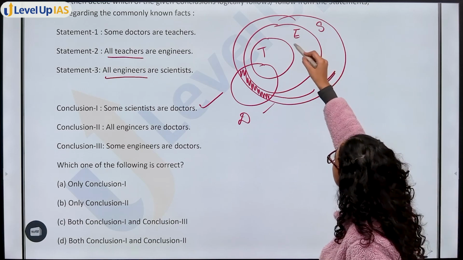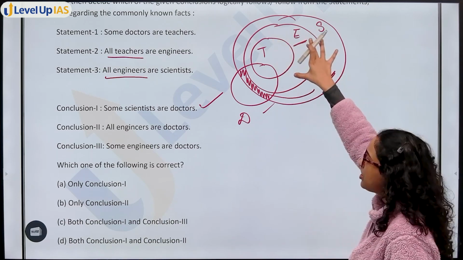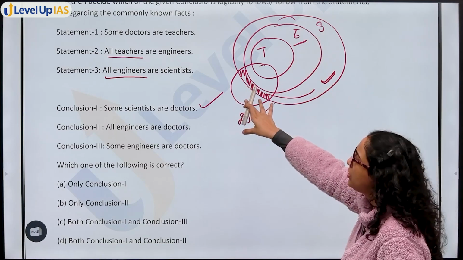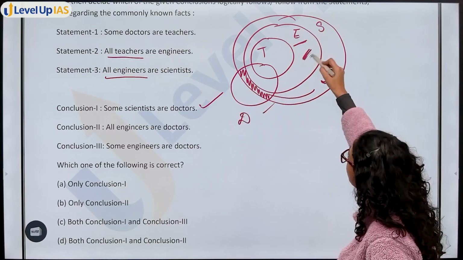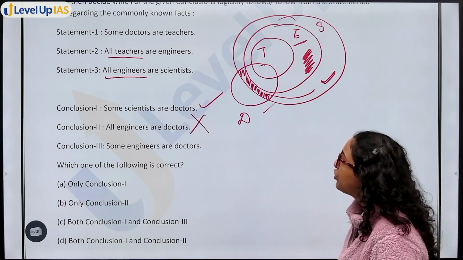Next you have all engineers are doctors. This is not true. This is engineers. This whole Venn diagram circle is engineers. But here all engineers are not doctors. See in this part, engineers are not doctors. So conclusion 2 is not true.